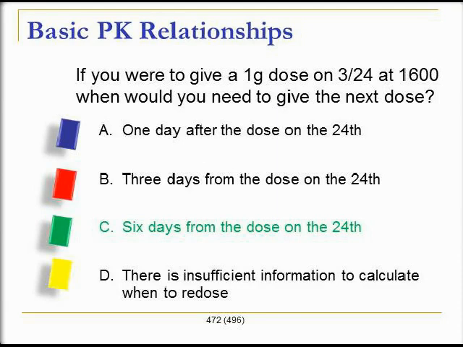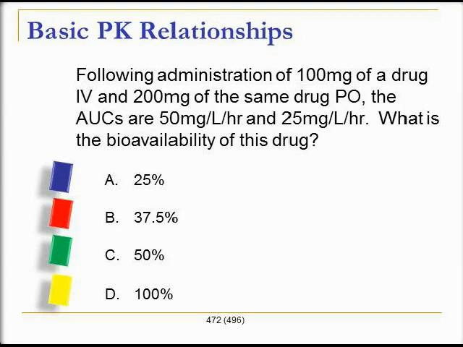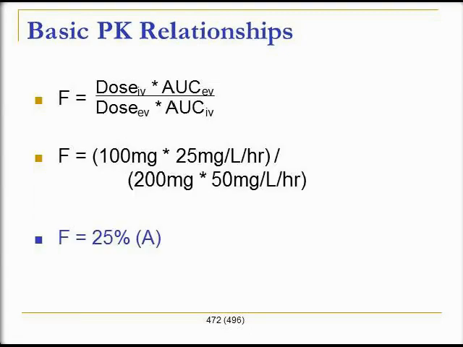And from here, I just want to refresh you with those basic pharmacokinetic equations that I went through. All right, another basic pharmacokinetic equation. This is question 2 on page 472. Following administration of 100 milligrams of a drug IV and 200 milligrams of the same drug orally, the AUCs are 50 for the IV drug and 25 for the oral drug. So what is the bioavailability of this drug?